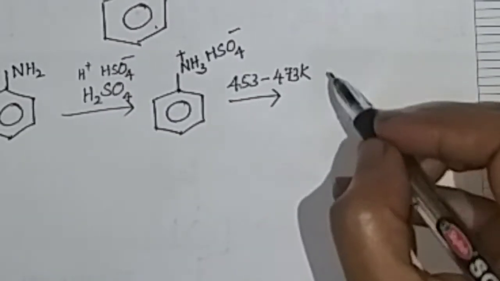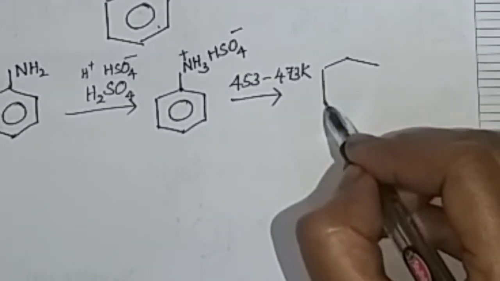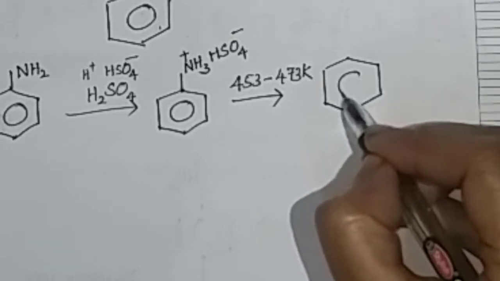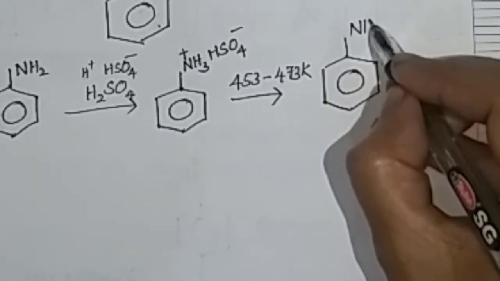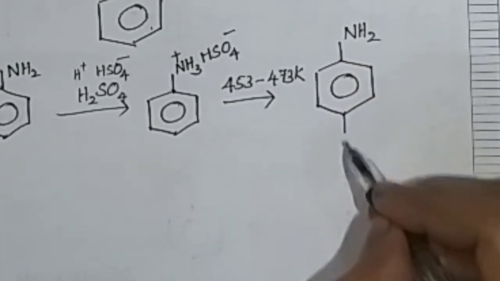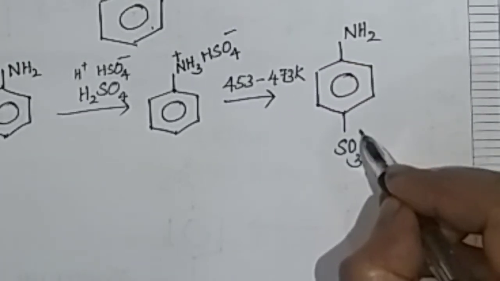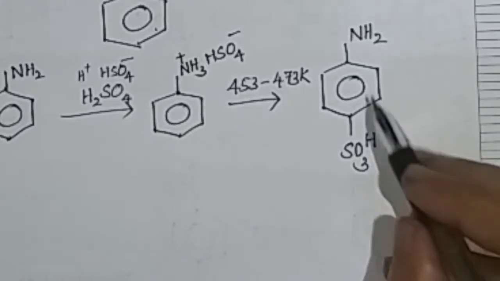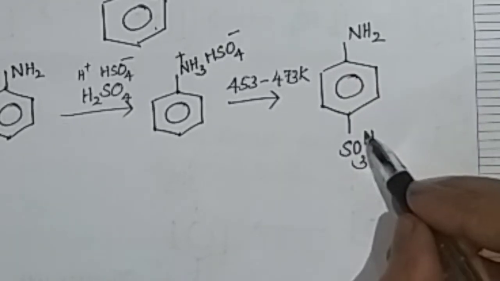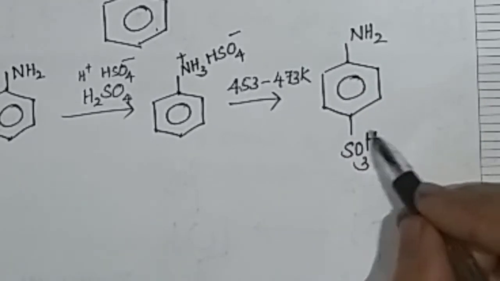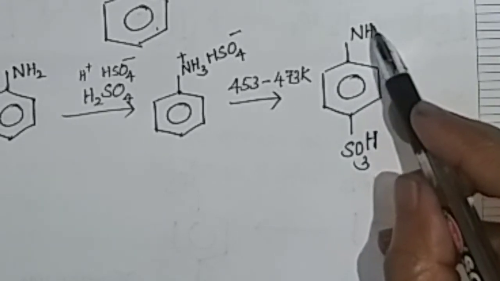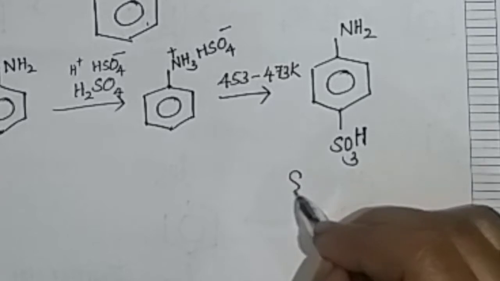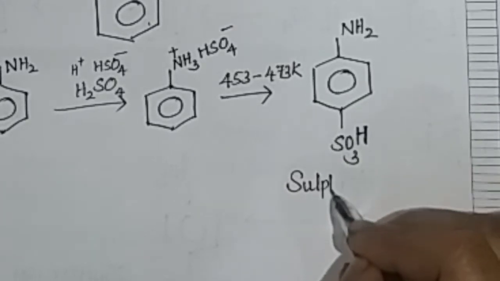This product, anilinium hydrogen sulfate, on heating at 453 to 473 Kelvin, undergoes a rearrangement inside the compound, and we get the NH2 group here and the SO3H group attached here. The SO3H group is known as the sulfonic acid group and the NH2 group is known as the amino group. This is known as sulfanilic acid.